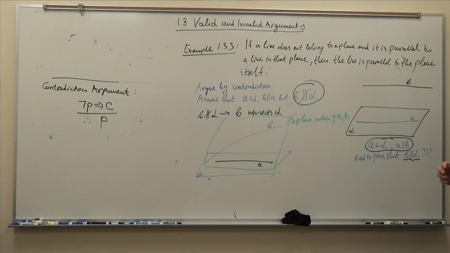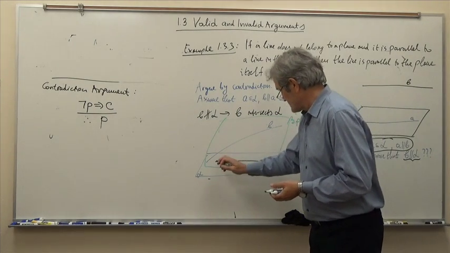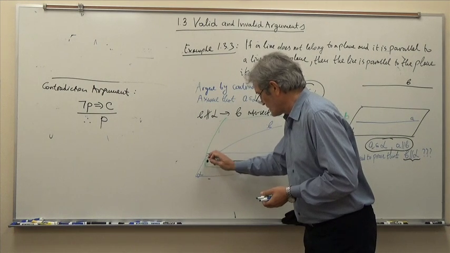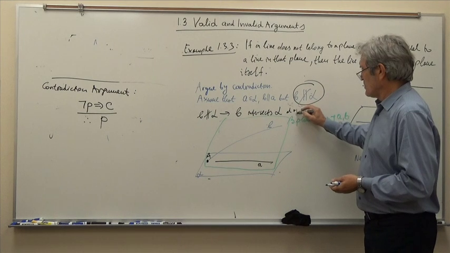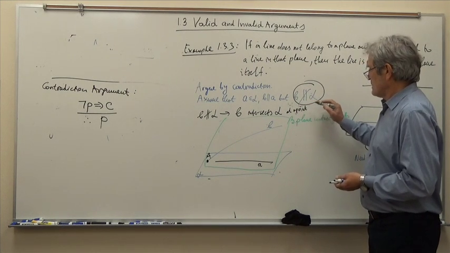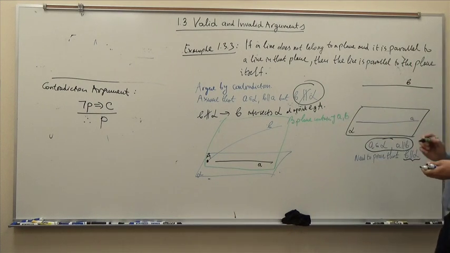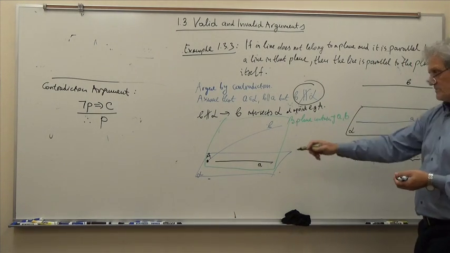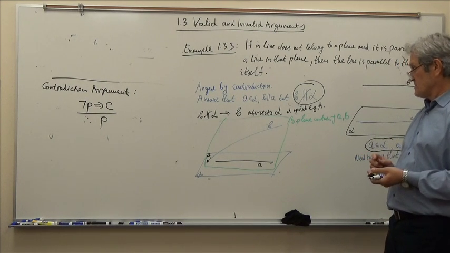Okay. But then what? Oh, I forgot to do something, sorry. B intersects alpha. If it intersects it, I should label that point. So that's a point. Let me call it A, for example. So we just named that intersection. All right, back to the main argument. Beta is the plane containing A and B.